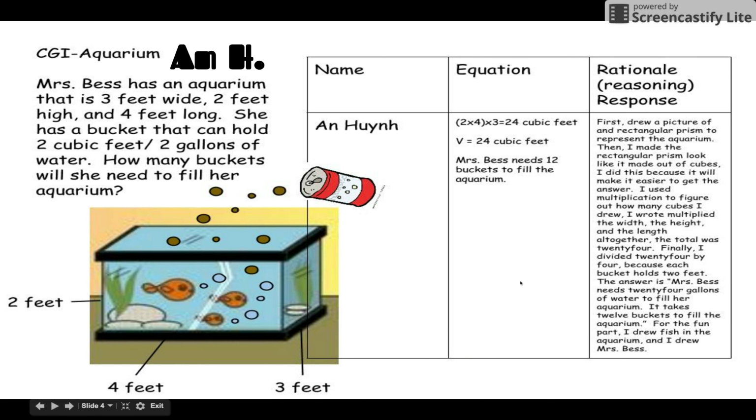This is another student on the same problem. You can see here's her rationale. And then she also has her equation and information of how she solved it. And she has her picture. And you can tell that both pictures are very unique. They're similar, but unique.